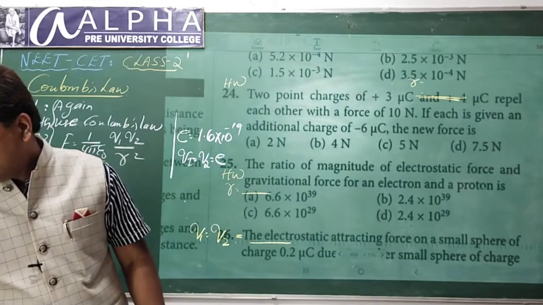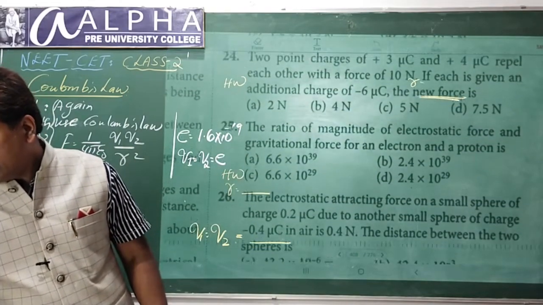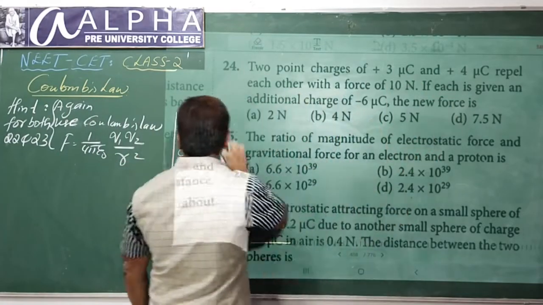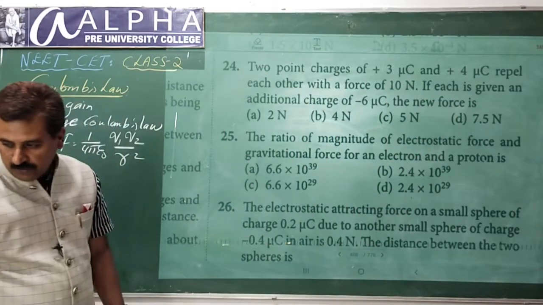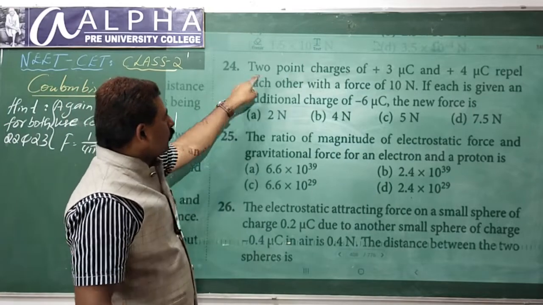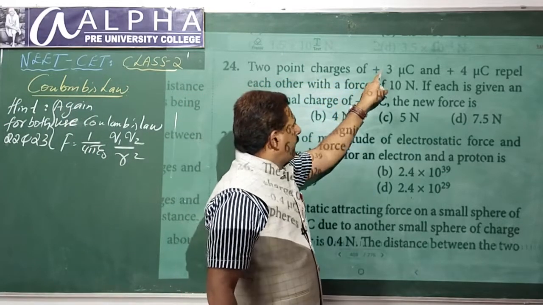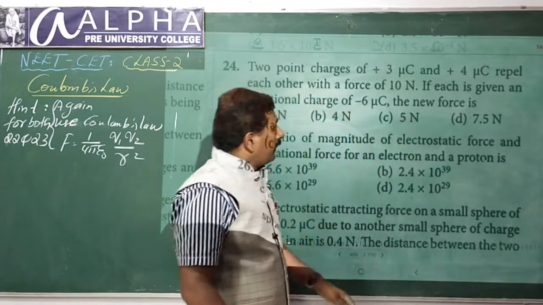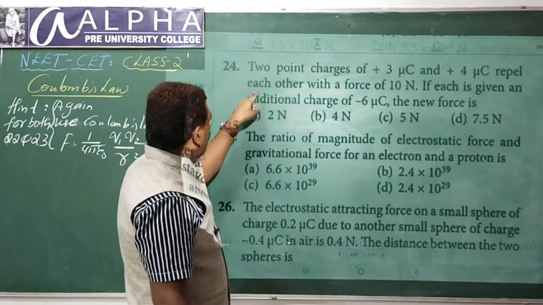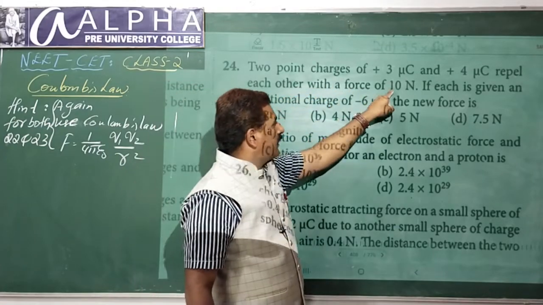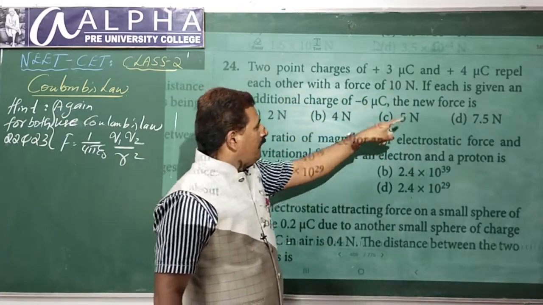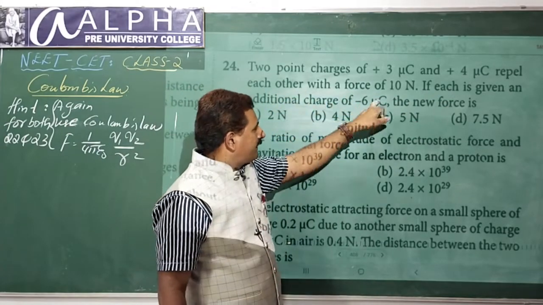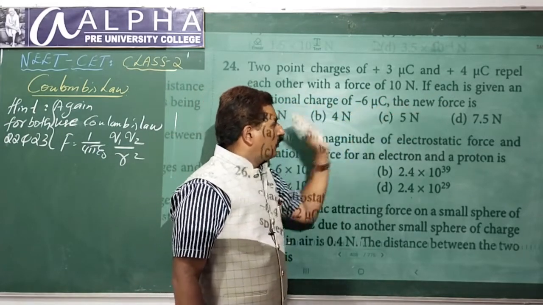Let us read the problem, then we will try. Problem number 24. Let me remove these two now. Okay, let's read question number 24. 2 point charges plus 3 microcoulomb and plus 4 microcoulomb repel each other with a force 10 Newton. He has given the force. If each is given an additional charge of minus 6 microcoulomb, the new force is.